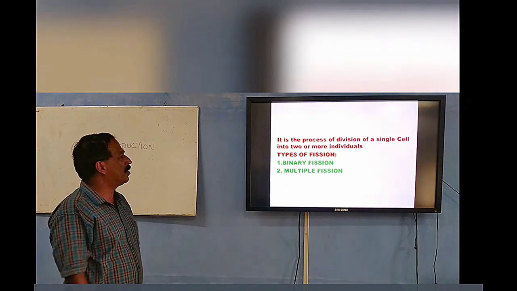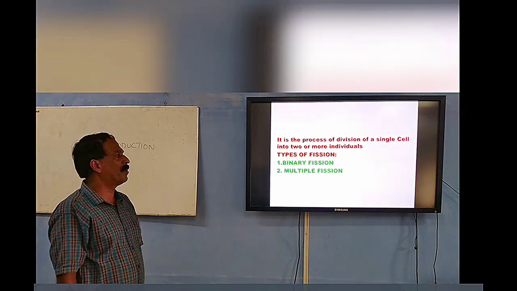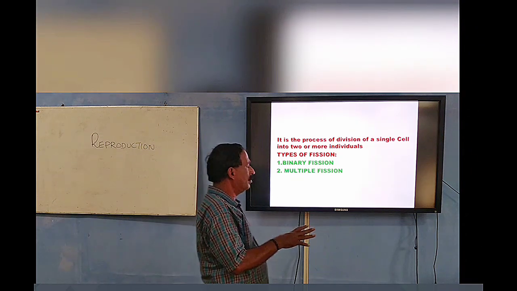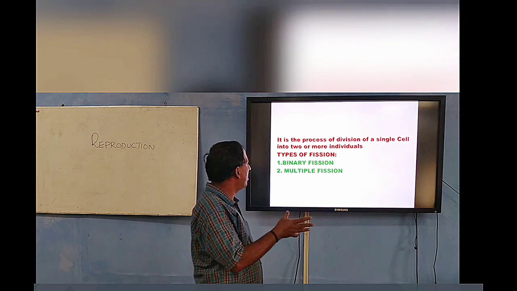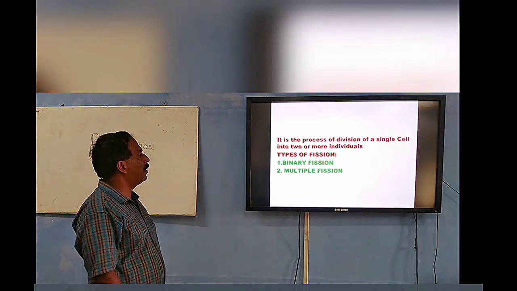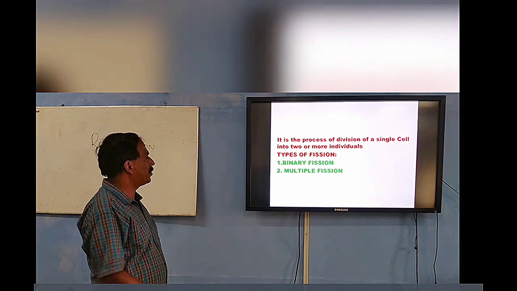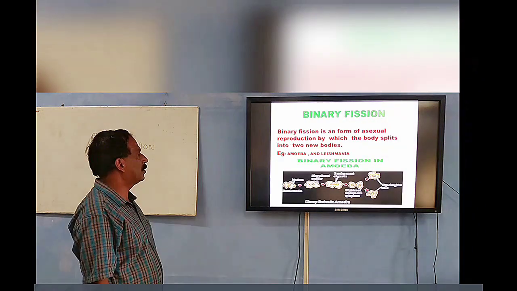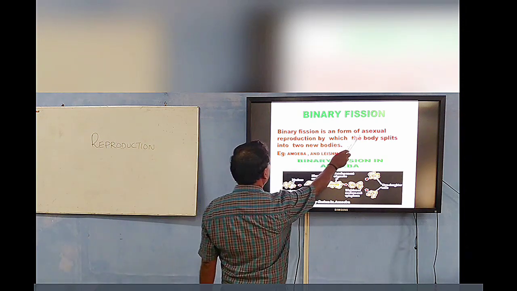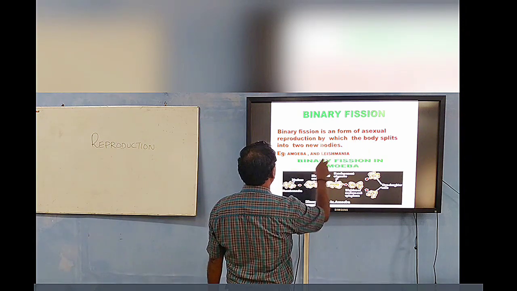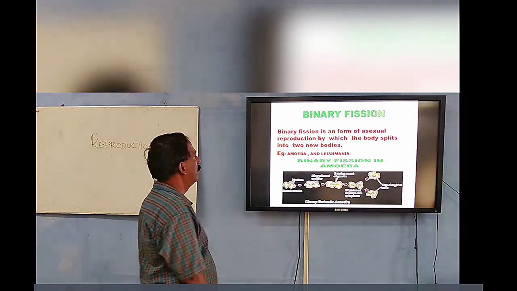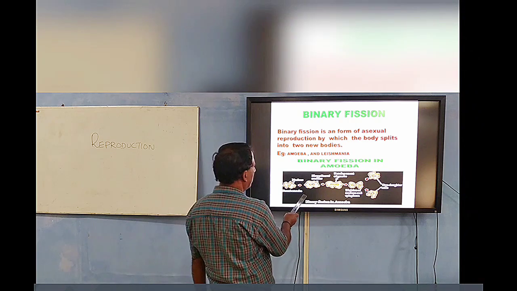Fission is more common in unicellular organisms like amoeba. If a body splits into two, then it is called binary fission. And if a body divides into many, it is called multiple fission. Binary fission is a form of asexual reproduction in which the body splits into two bodies. Example, amoeba. You can see that picture.